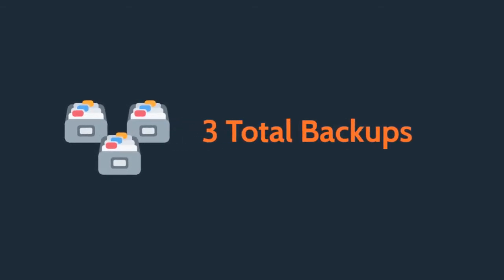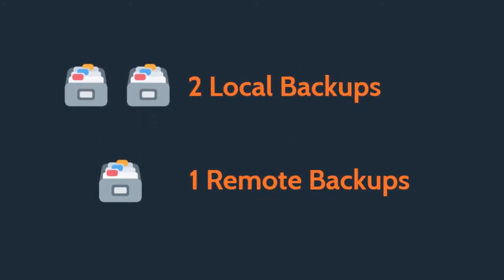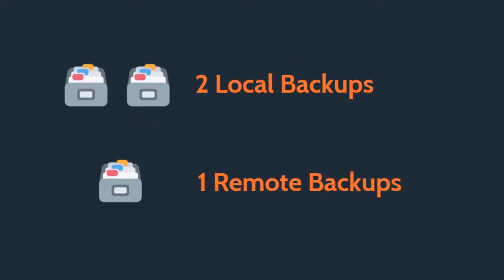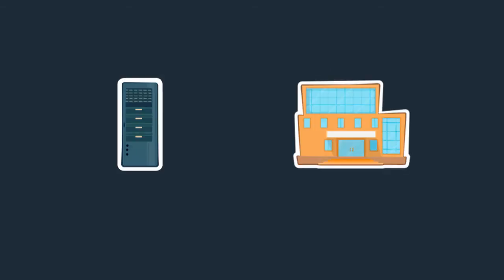Today, we are discussing the 3-2-1 backup method. What is the 3-2-1 backup method? The 3-2-1 strategy means having at least 3 total copies of your data, 2 local backups on different devices, and at least 1 copy off-site. The original copy of your data is the first.